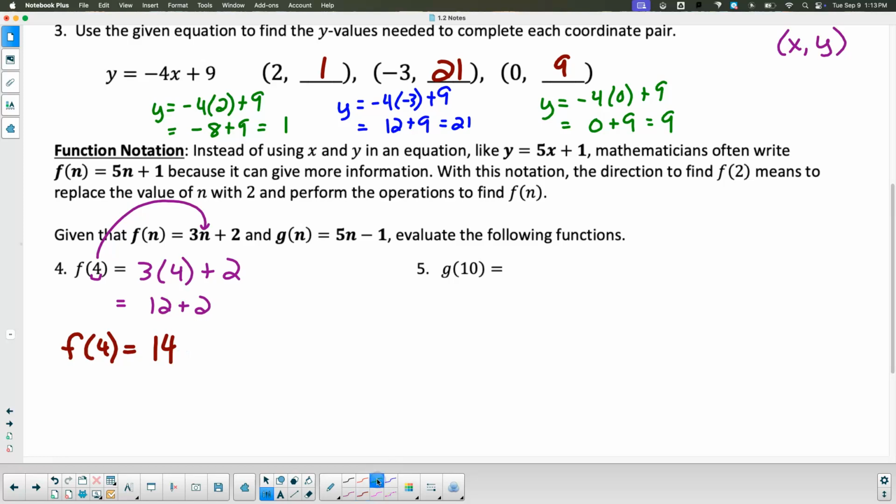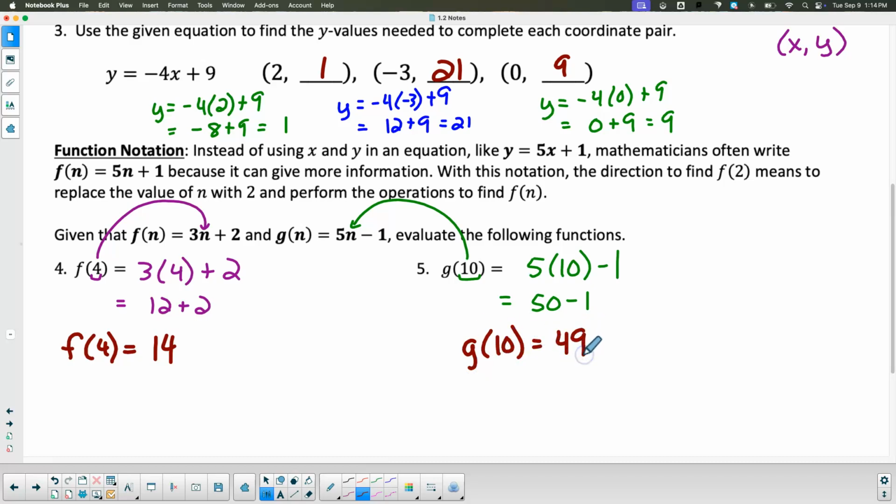This would be g of 10. So I'm going to take 10, and I'm going to put it into my g function now. So then that's going to be 5 times 10 minus 1. 5 times 10 is 50, minus 1 is 49, so g of 10 is 49. Questions, comments, concerns, clarifications?